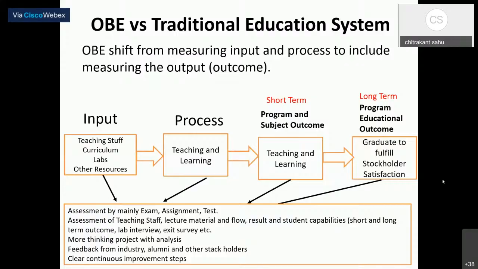So in case of an OBE system, there will be checks on the content delivery, also what contents you are going to deliver to the students, and how they respond. They will take two different methods of assessment: direct assessment and indirect assessment. Then there will be some feedback from the industry, alumni, and other stakeholders on how the programs of a department are doing, and whether continuous improvement has been observed over a period of time or not. So these are the inherent properties of the OBE system.